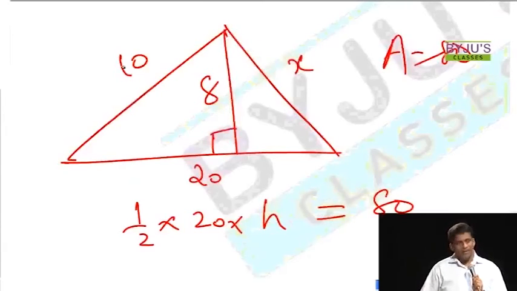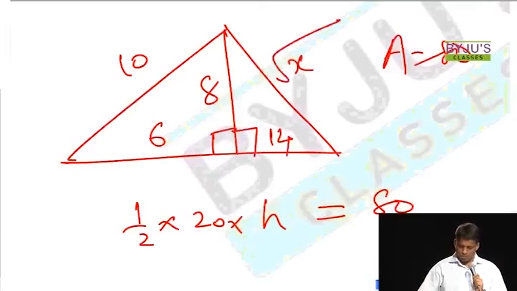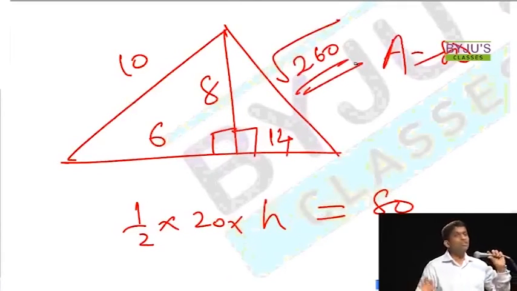Now there is a right angle triangle. So with 10 and 8, this will be 6. So this will be replaced by 14. There is another right angle triangle. So x is nothing but root of 196 plus 64. This is a difficult question.